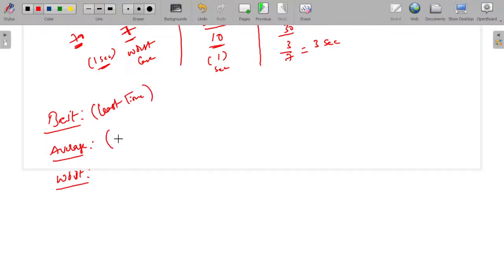Okay, and average case is the average amount of time that it is going to take. And the last one is worst case. It is the maximum amount of time that it is going to take in order to complete the execution of the given problem. So the first case is best case, the second case is average case, and the third case is worst case. Best case is the least amount of time that it takes. Average case is the average amount of time that it is going to take to complete the execution of the algorithm or program. And worst case is the maximum amount of time that it is going to take to complete the execution of the given problem.